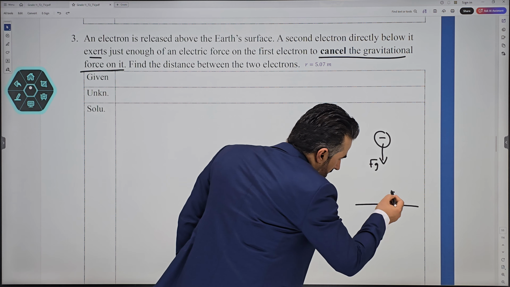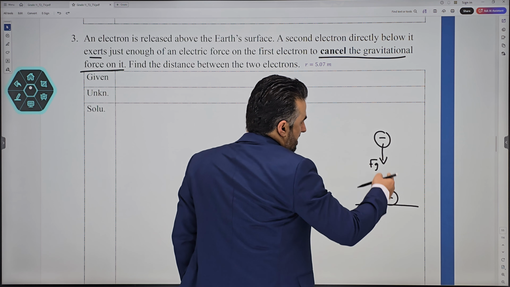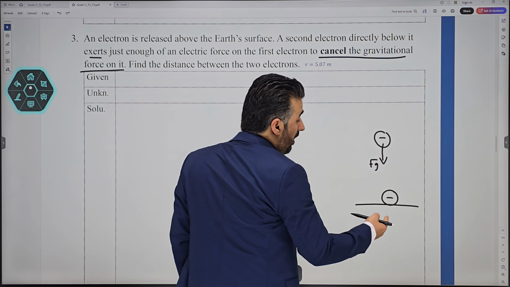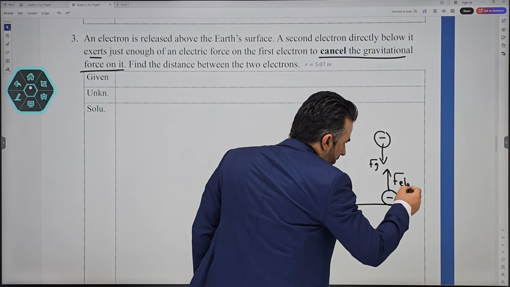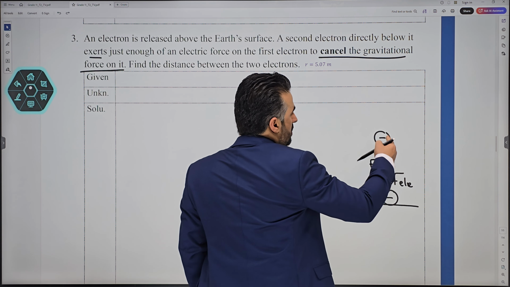The question says there is another electron below that. Obviously, these electrons repel one another. But this electron applies just enough electric force to cancel the effect of gravity.